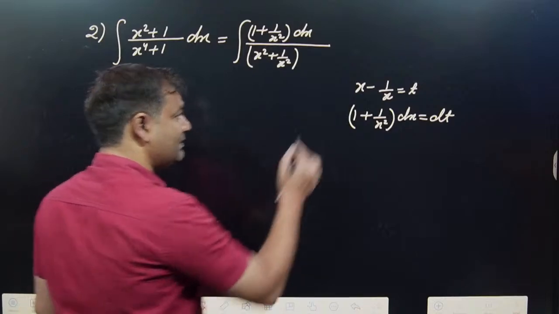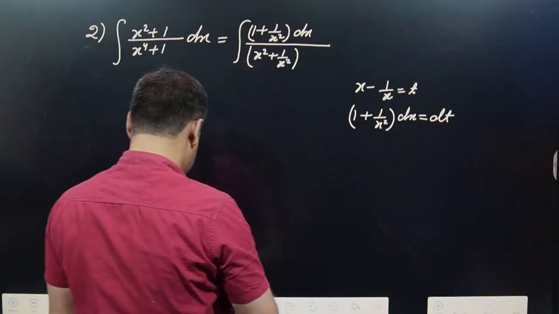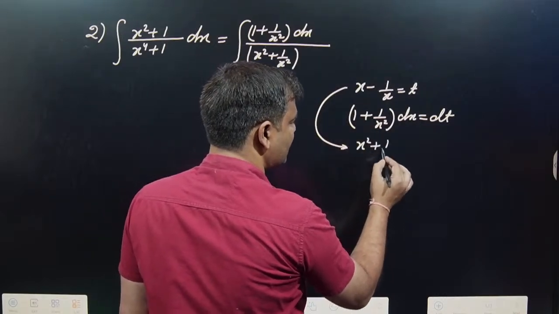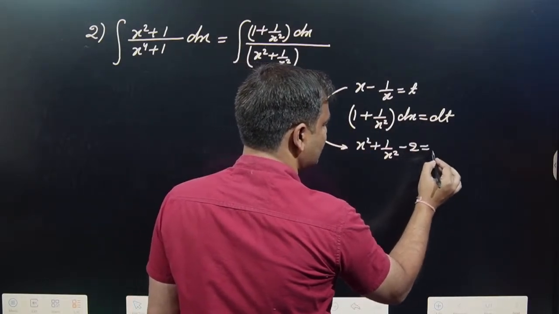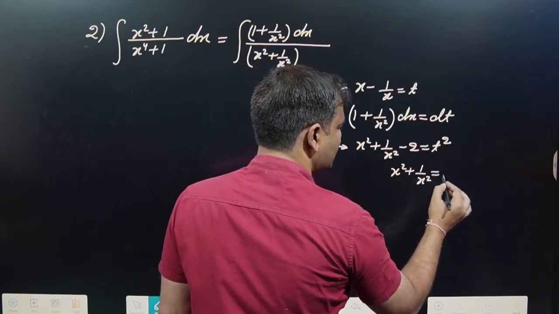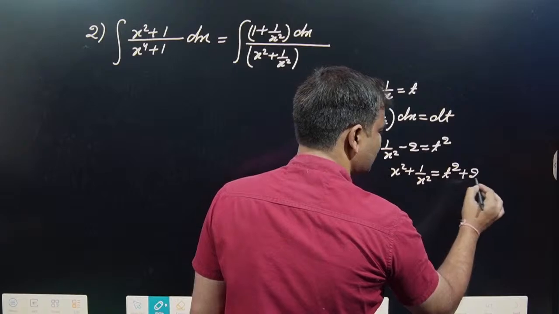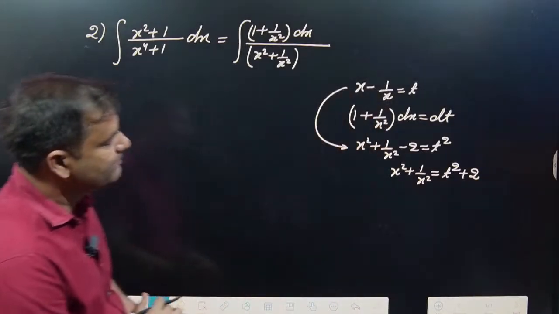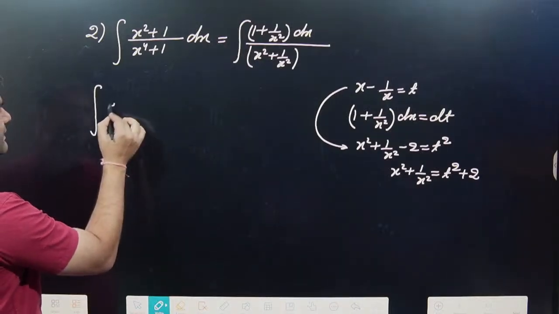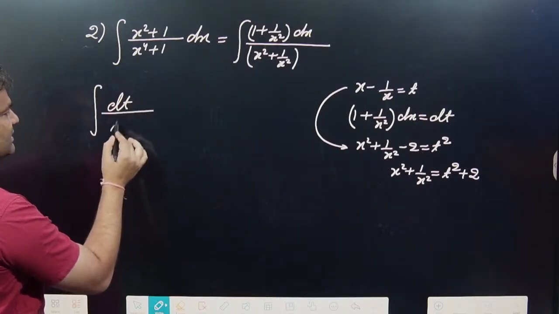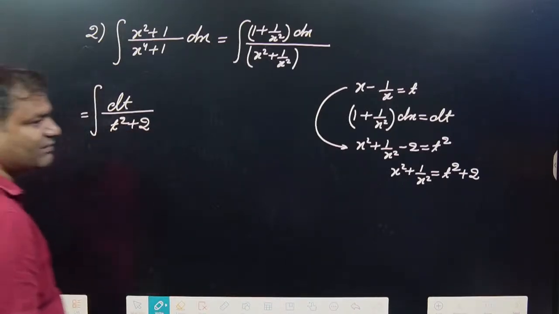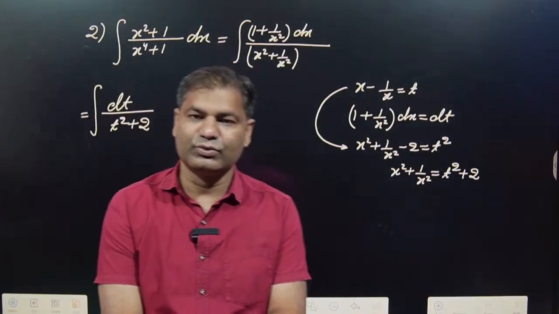After that, squaring both sides, we get x square plus 1 upon x square minus 2 equal to t square. So x square plus 1 upon x square equals t square plus 2. So we get the integration of dt divided by t square plus 2.